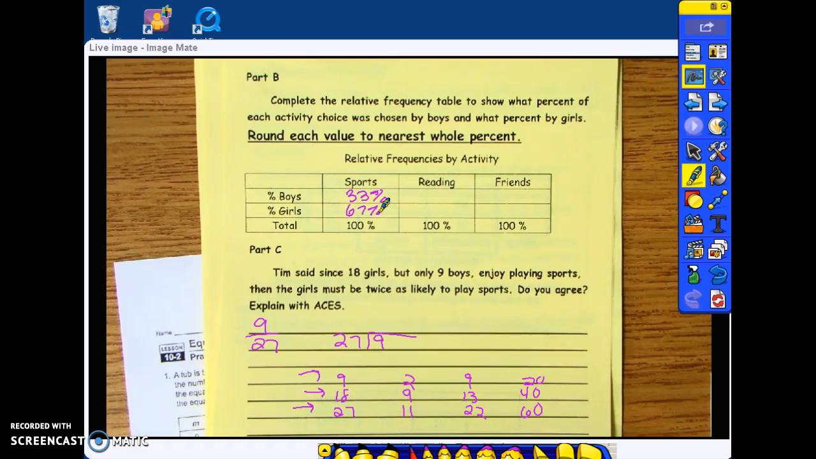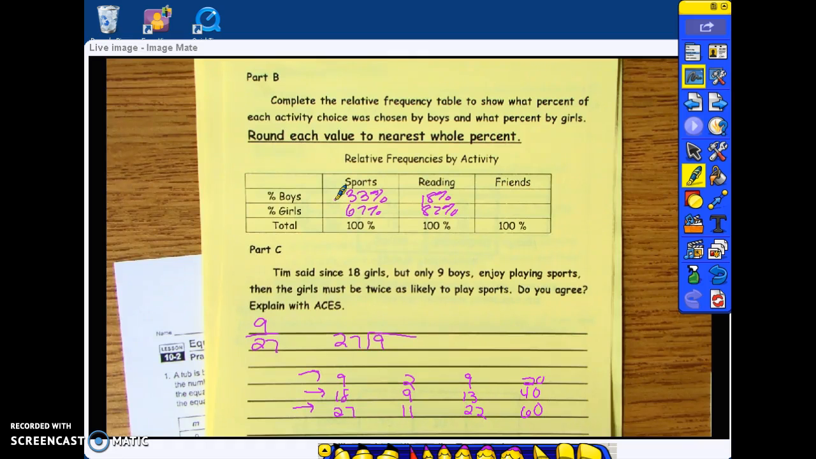For reading, we have 2 boys out of 11 boys that like to read. That is 18%. For girls, we have 9 out of 11. That is 82%. And when you get your percentages, you should be able to add them together and say that 18 plus 82 equals 100%. For the sports, 33 plus 67 equals 100%.